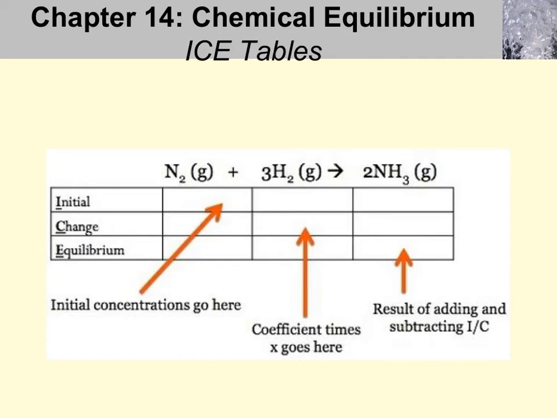This is the third and last lecture from Chapter 15. I see up here I still have it written as Chapter 14. It's really Chapter 15. And this lecture is about how to predict equilibrium concentrations when you do not know them using something we call an ICE table.